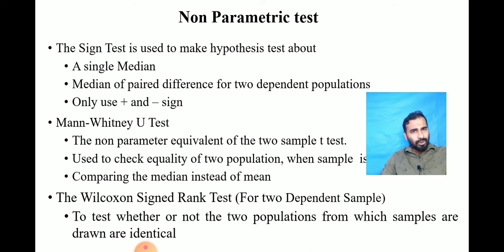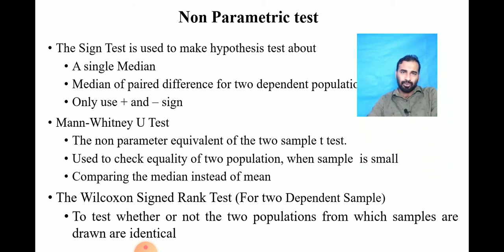Okay, and I'm not going to discuss its procedure. Its procedure is very simple. If you want to learn it, go for Prem's Introductory Statistics book, or you can refer to Sharma's statistics book. Okay, Statistics for Business and Economics, J.K. Sharma, published by Pearson. Okay, the second type of test is Mann-Whitney U test.